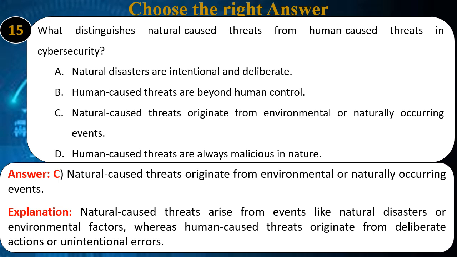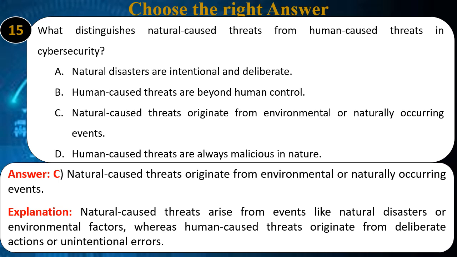D. Human-caused threats are always malicious in nature. This statement oversimplifies the human dimension of cybersecurity. Human-caused threats can be unintentional, for example, accidental data breaches, malicious, for example, cyber attacks, or even beneficial, for example, ethical hacking to identify vulnerabilities. Therefore, the key distinction between natural-caused and human-caused threats lies in their origin.